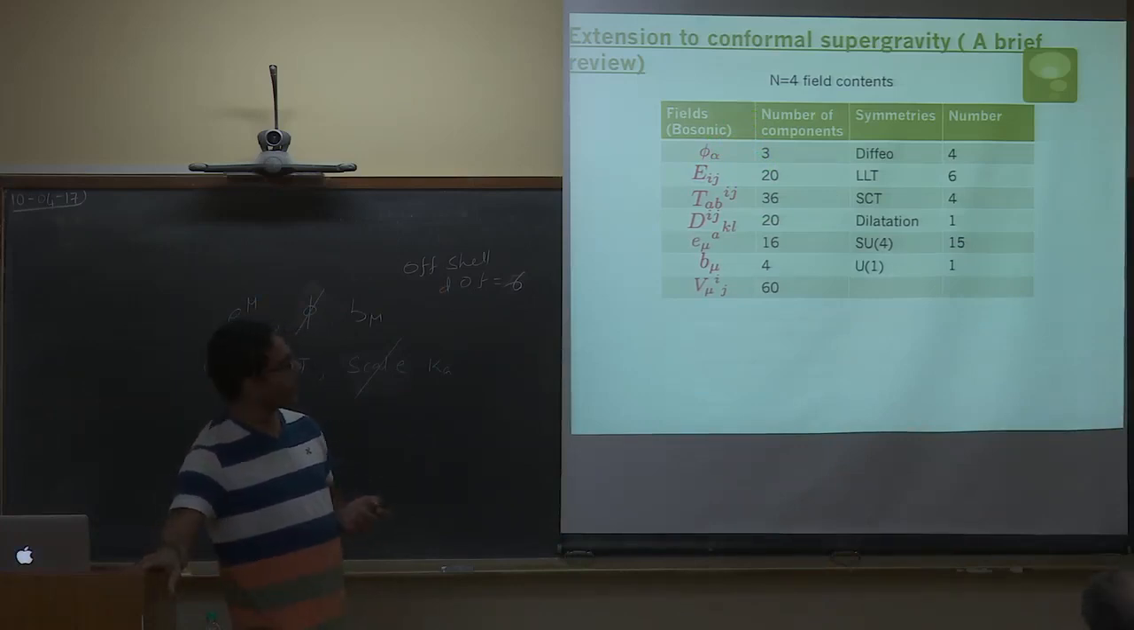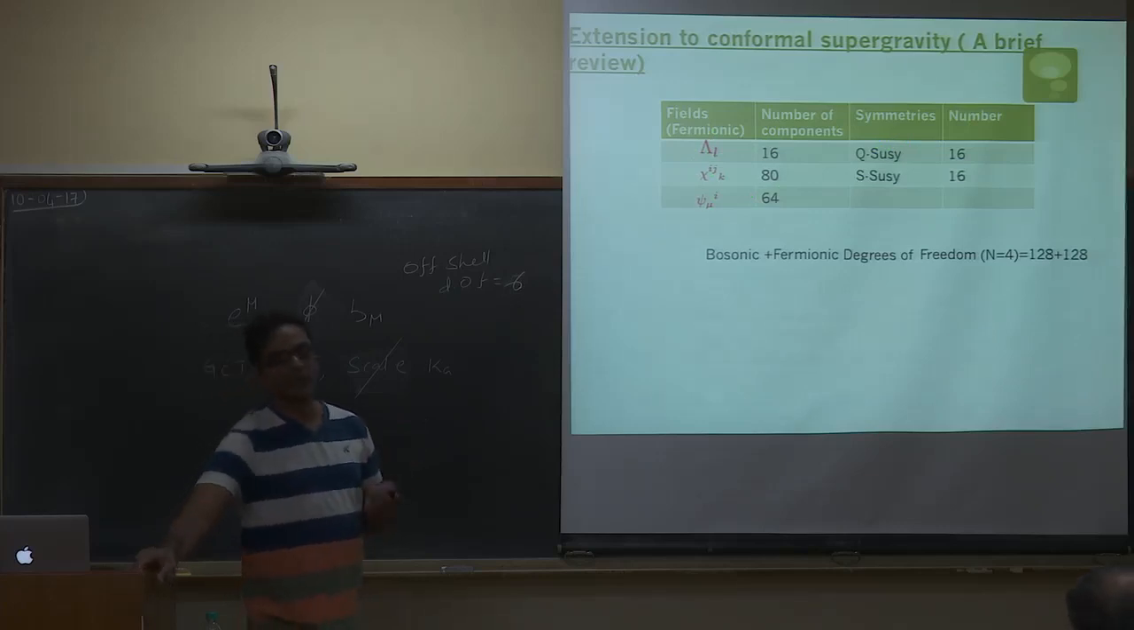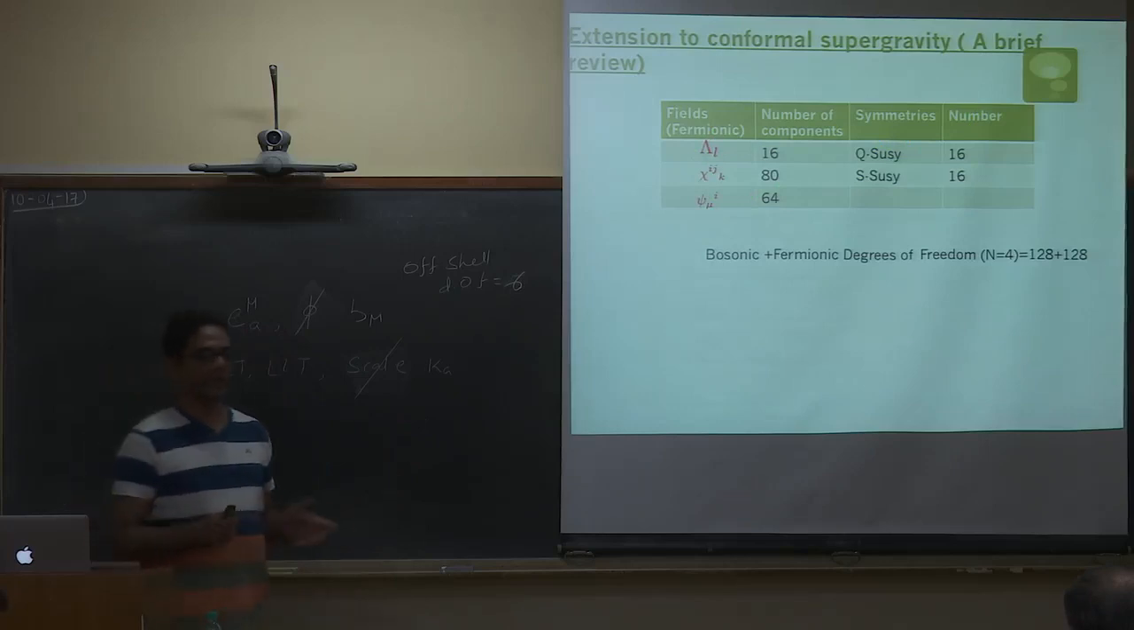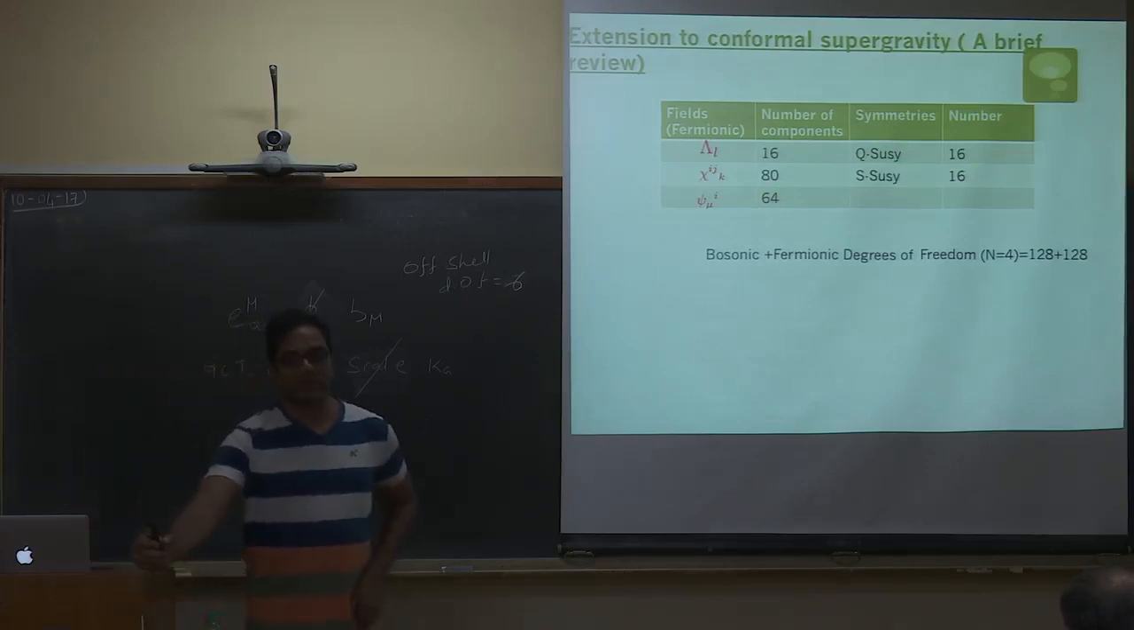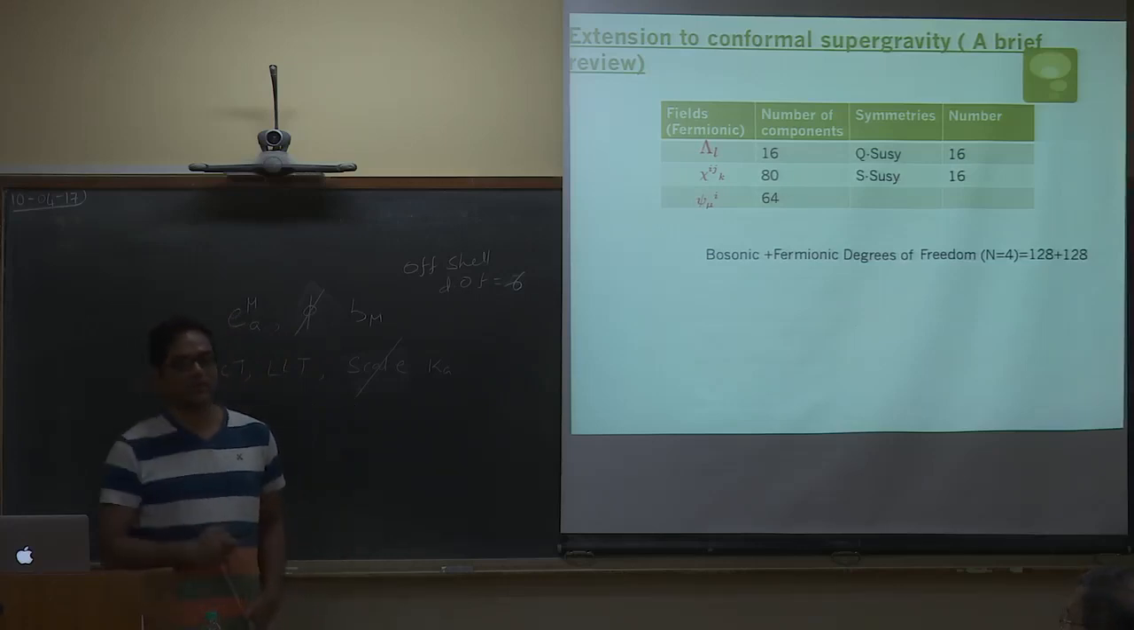A_mu^ij is the gauge field for SU(4). So we have SU(4). Okay. If you just add this up and subtract the number of symmetries, we get 128. And for the fermions also, you just count the number of degrees of freedom here and subtract the number of symmetries, you get 128. So the n equal to 4 Weyl multiplet contains 128 plus 128 bosonic plus fermionic degrees of freedom. Okay. So it's much more complicated than n equal to 2, which had only 24 plus 24 components.